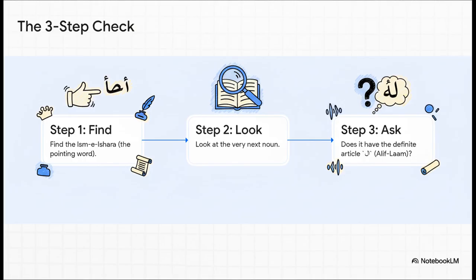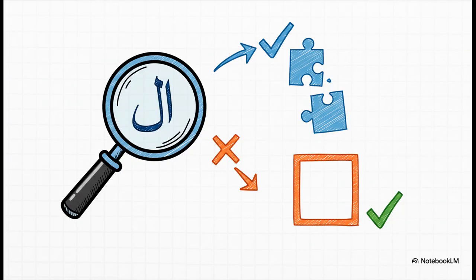First, you spot the pointing word, the Ism-e-Ishara. Step two, you look at the noun that comes immediately after it. And third, you ask the million-dollar question: does that noun start with the definite article, the alif lam? And here it is. This is the aha moment. If the answer is yes, if that noun does have alif lam, then you're looking at an incomplete phrase. But if the answer is no, and the noun does not have it, boom, you've got a complete sentence. It's that simple. The presence or absence of that little alif lam changes the whole game.